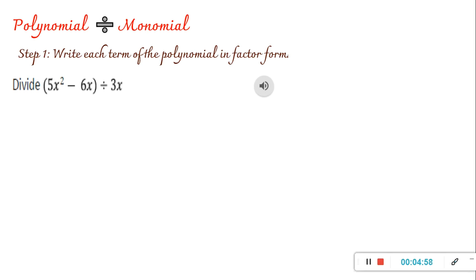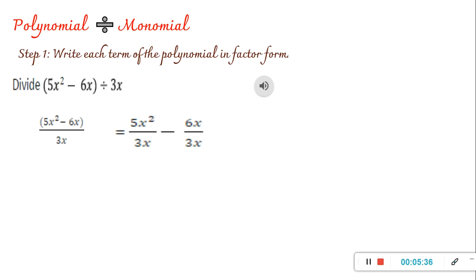The main important thing to be noticed here is that 3x is the denominator for both 5x square and minus 6x in the numerator. That is, 5x square upon 3x minus 6x upon 3x, which means the denominator is for both the terms of the numerator. Whenever we write 5x square minus 6x upon 3x, it means 5x square upon 3x minus 6x upon 3x.